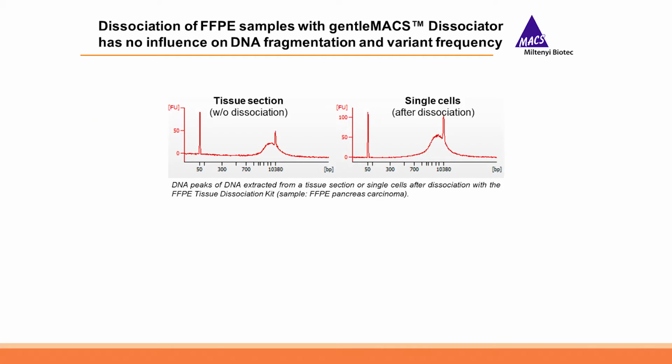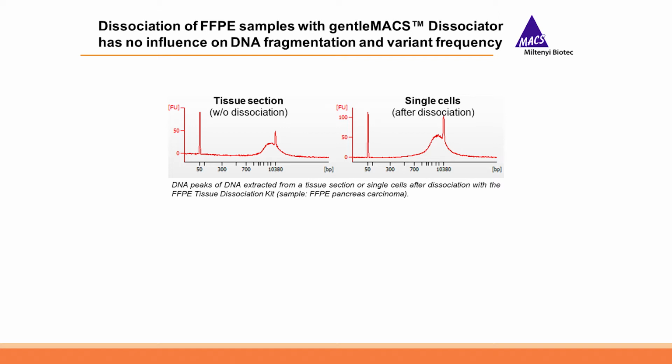analysis. In order to assess the DNA quality after dissociation, we have compared the DNA fragmentation and variant frequencies of DNA extracted from a complete tissue section without dissociation and DNA extracted from single cells after dissociation with the FFPE Tissue Dissociation Kit. Let's have a look first at the DNA fragmentation. On the left side, we have the complete tissue section without dissociation. On the right hand, we have the single cells after dissociation.